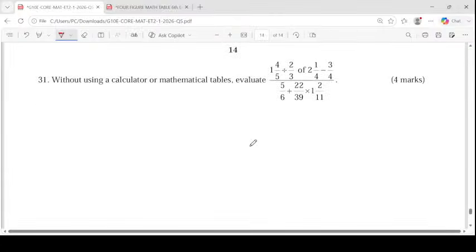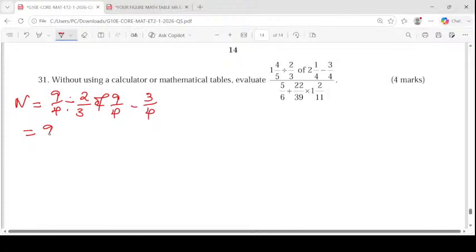Question number 31. Without using a calculator or a mathematical table, evaluate this. Let me start with the numerator. This will be 9 over 4 divided by 2 over 3 of 9 over 4 minus 3 over 4. You start with brackets off.